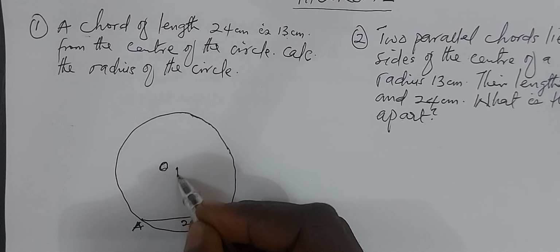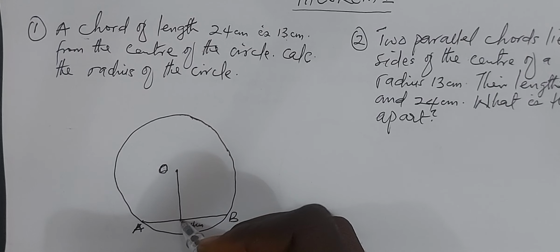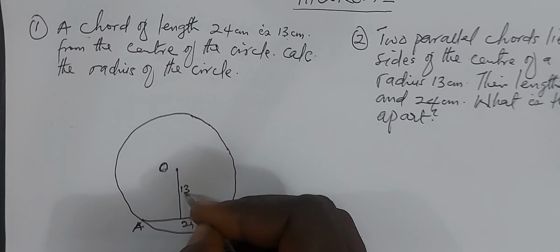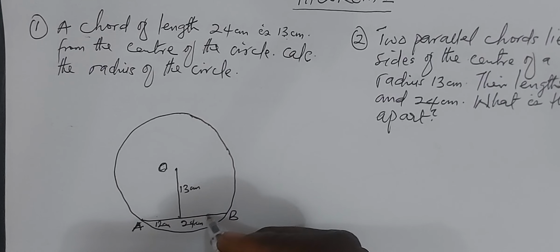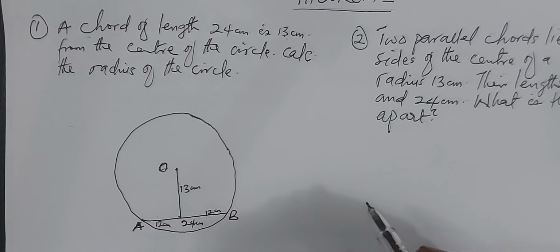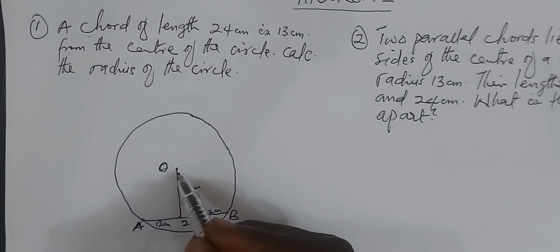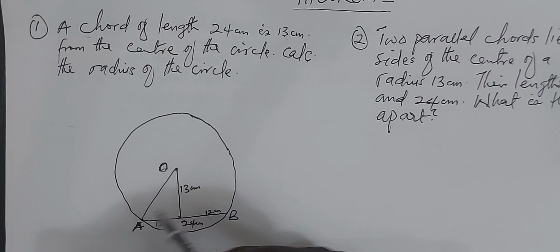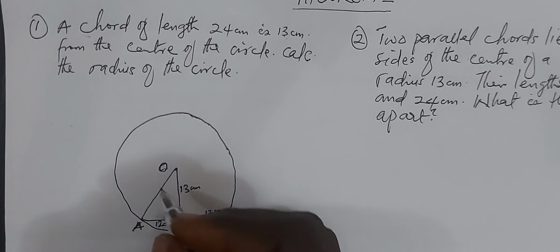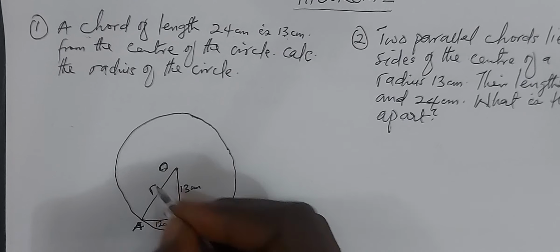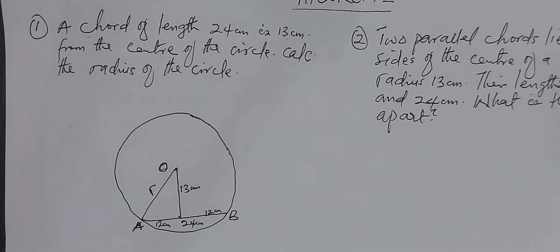So you draw the line from the center to meet the chord and divide it into two. So here is 13 centimeters, and this place divides AB into two equal halves. Don't forget it. So here will be 12 centimeters, and the other half will be 12 centimeters. You can use any of the sides. The radius is from the center to the side of the circle, to any side of the circle. So you have your radius here. They say calculate the radius of the circle.